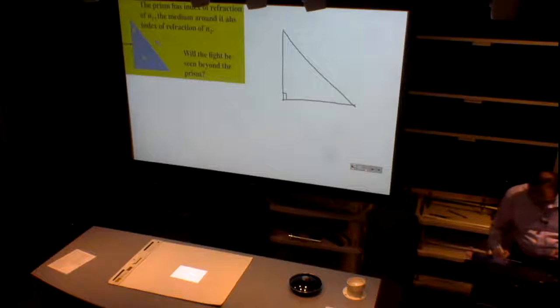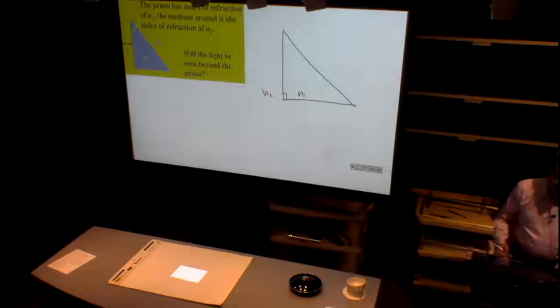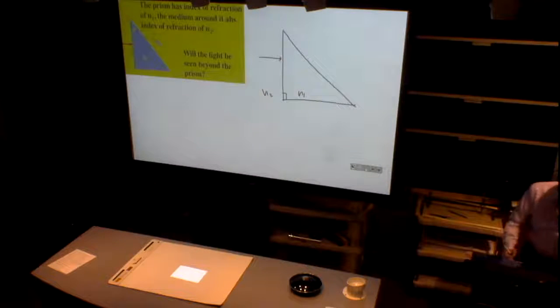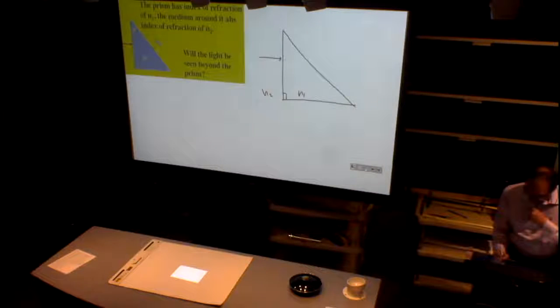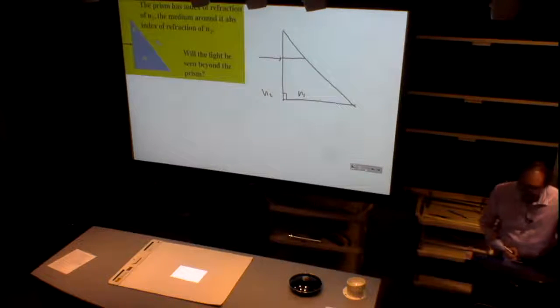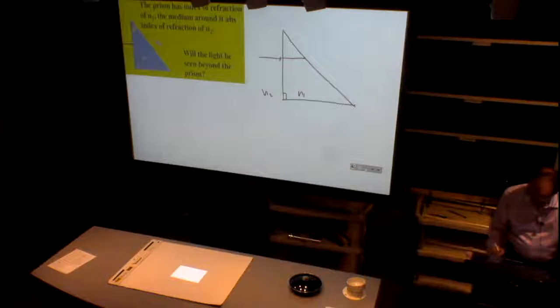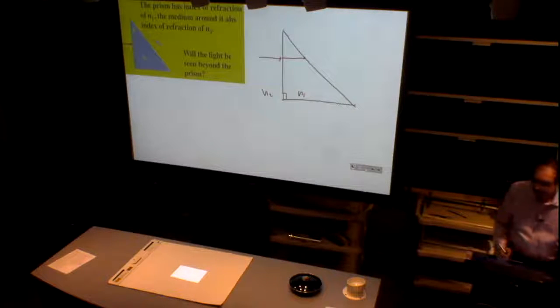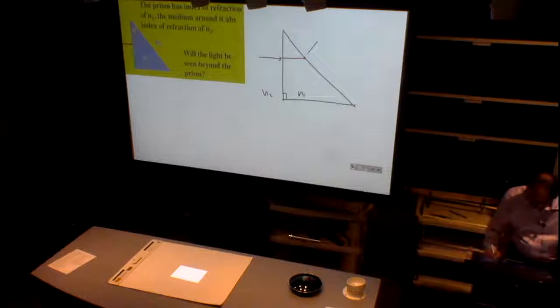So this is what we call N1. This is what we call N2. And the ray travels like this. There is no bending on this boundary, it just travels straight ahead. And bending starts on the second boundary here, if it starts. So what do we do? Well, we have to draw the normal. It is always the next step. We have a ray, now we have to draw a normal.